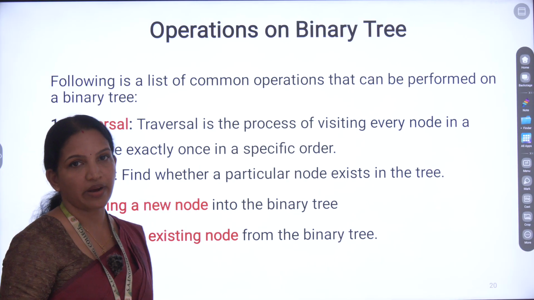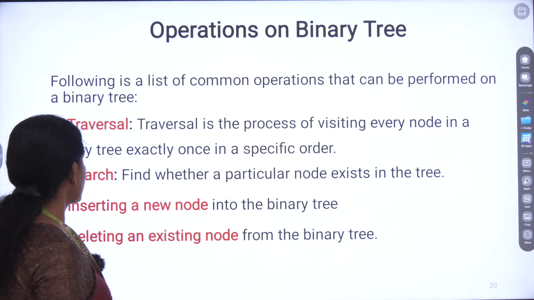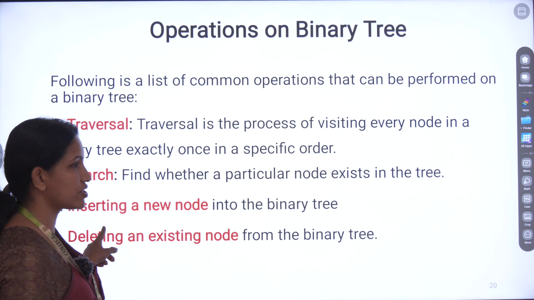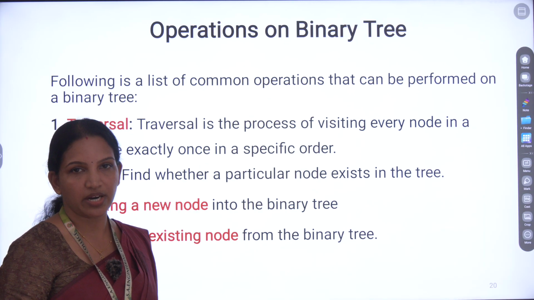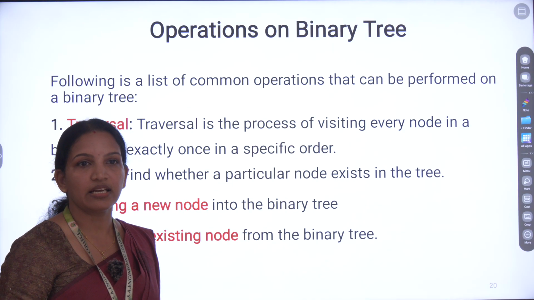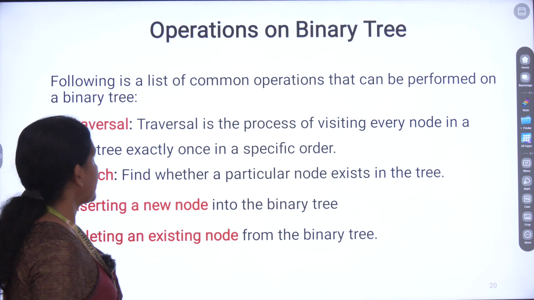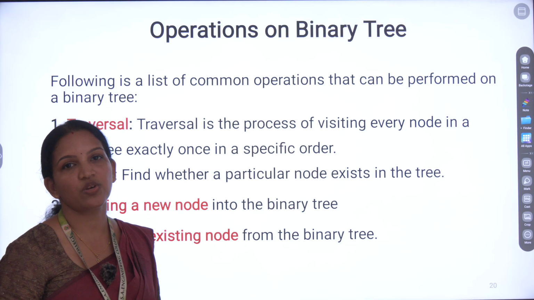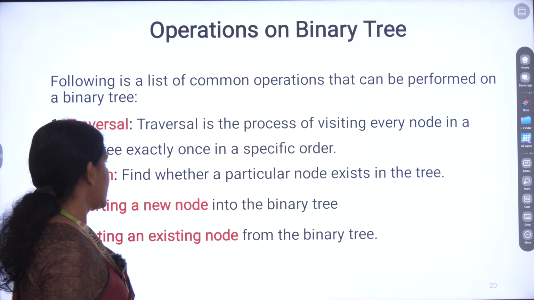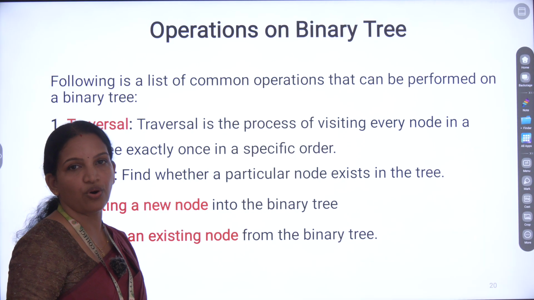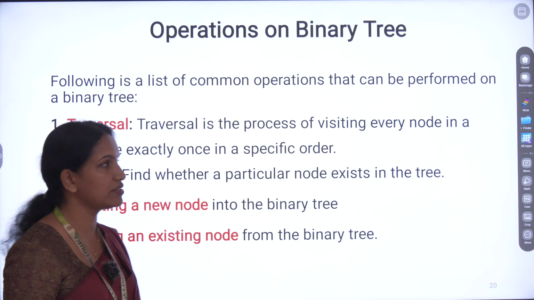Next is operations on binary tree. So the main operations that can be performed on a binary tree are traversal, search, insertion and deletion. Traversal means visiting each node in a binary tree exactly once in some specific order. That is called tree traversal. The next operation is searching. That is, we can search a particular data whether it is present or not inside the tree. The next one is we can insert a new node to a tree. Like that, we can delete an existing node from the tree.